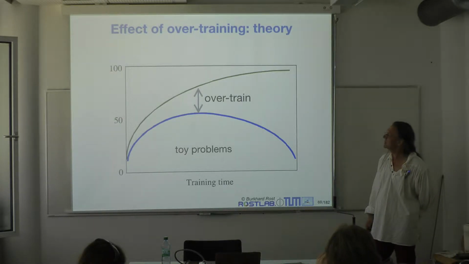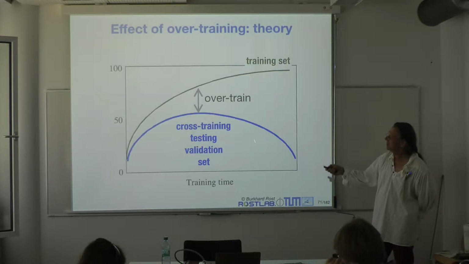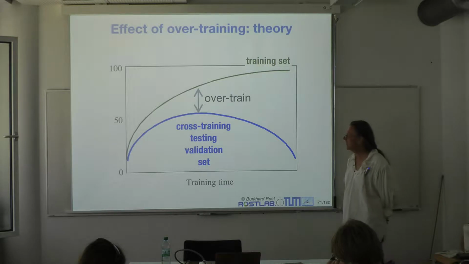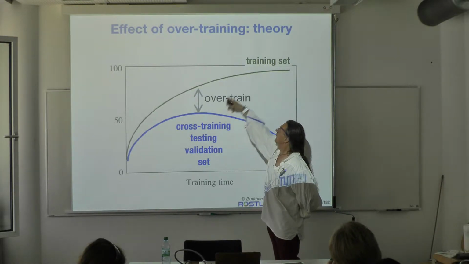I do want to make the point that this is a kind of toy problem, but this is the kind of thing that we will always see. So the blue is essentially the training; there are different words for that: training, testing, validation set. And that's the training set.